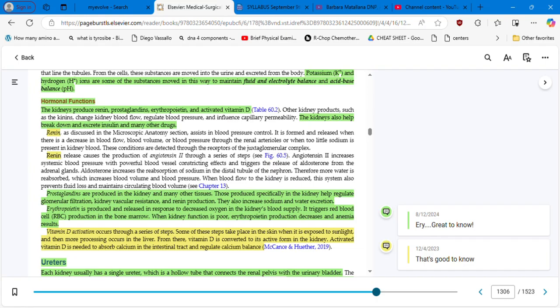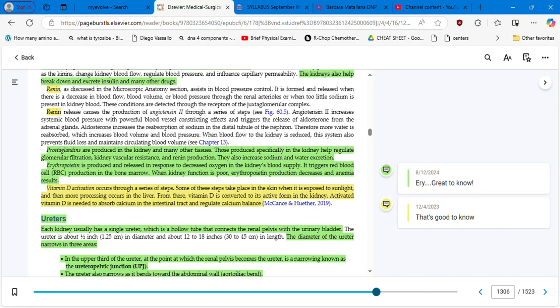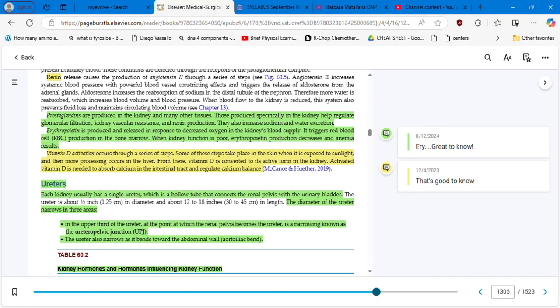So renin, we know what the activation, the activity is. Prostaglandins are produced in the kidney and many other tissues. Those produced specifically in the kidney help regulate glomerular filtration, kidney vascular resistance, and renin production. They also increase sodium and water excretion.